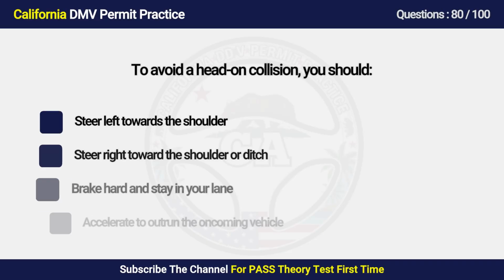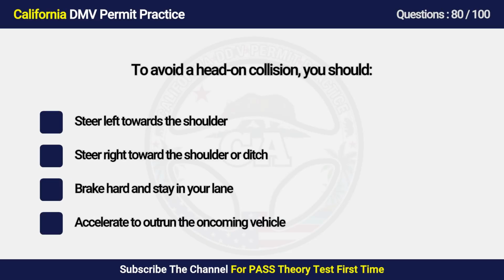Question 80. To avoid a head-on collision, you should: A. Steer left towards the shoulder, B. Steer right toward the shoulder or ditch, C. Brake hard and stay in your lane, D. Accelerate to outrun the oncoming vehicle.